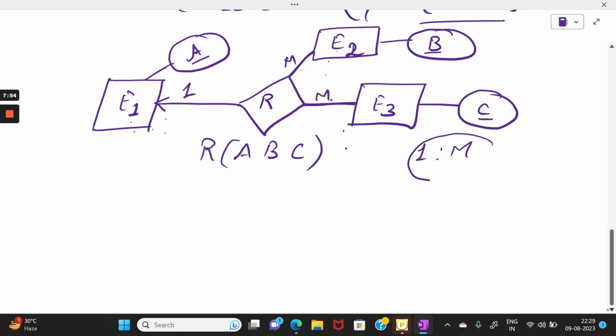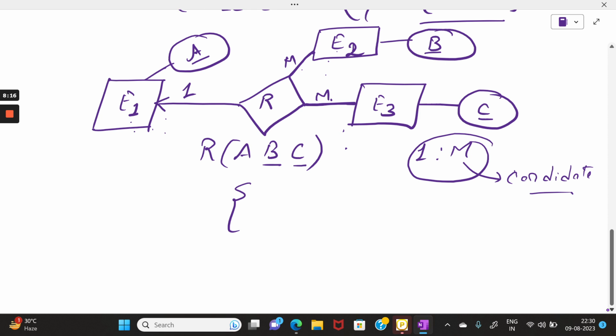And when it is a 1 to M mapping, then definitely the many part key, the candidate key, will be treated as the candidate key for the relationship. Okay. So either B or C will be the candidate key, right? So we can say that, okay.